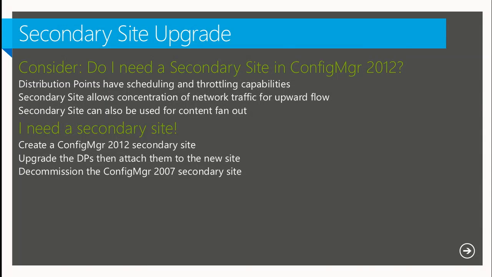We have a lot of customers that told us in the past that they use secondary sites because of the throttling for content that was available. And if that really was your primary reason for having that secondary site, we now know that with distribution points, you can get throttling, and especially with the new pull DP, you can still get a lot of lower bandwidth connections for content. So remember, though, that secondary sites do allow for concentration for network traffic to avoid some of that upward bandwidth being used.